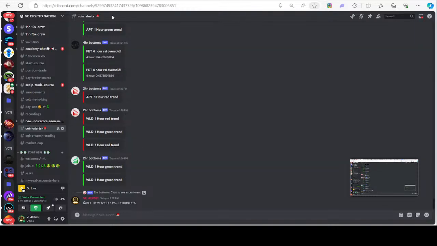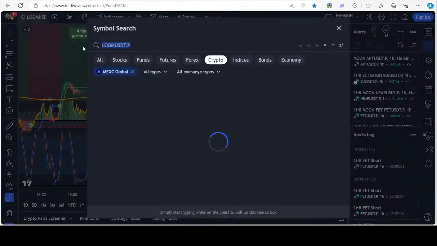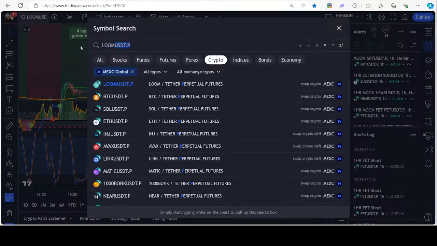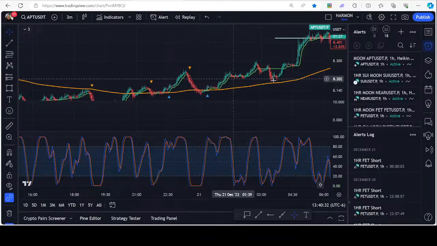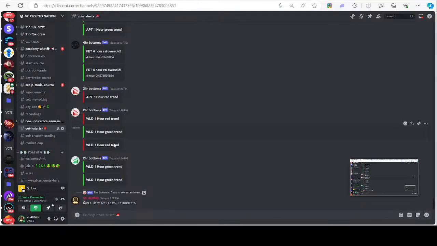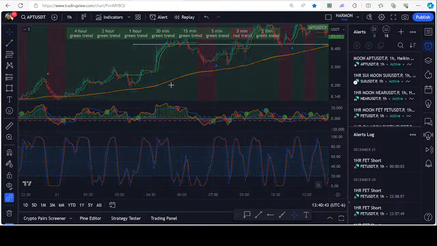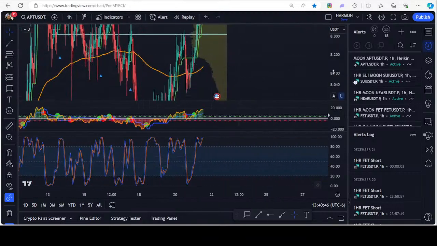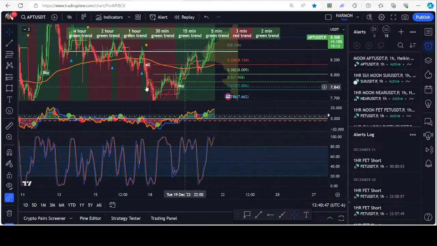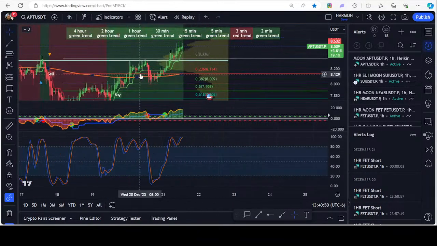So let's start with Ape real quick, just to get it out of the way. And there we go. And what did Ape say? Ape said a 1 hour red trend, right? So let's go to Ape. We're going to look at the 1 hour. Don't forget now, these indicators are set on regular, they're not set on MEXC, so it'll be a little different from what you see. So we have a 1 hour red trend coming in, right?